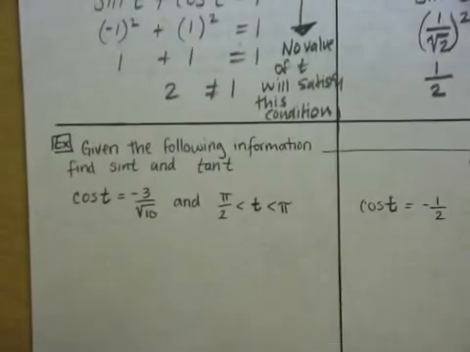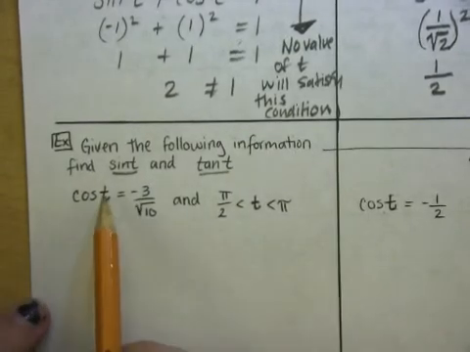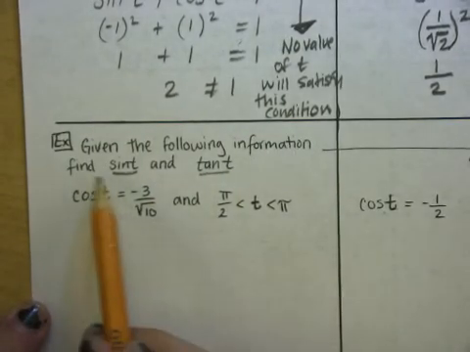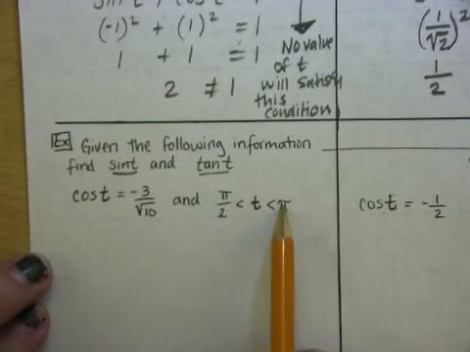All right, to move on to the next example, it says, given the following information, find sine of t and tangent of t. So the information that they give us here is that they tell us what the ratio of cosine is, and they tell us that t is between pi over 2 and pi.